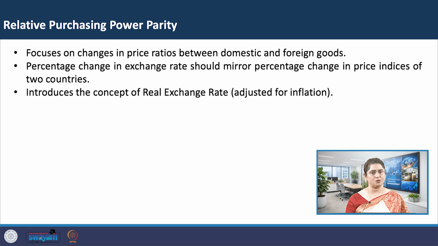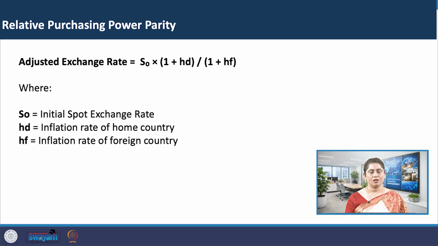This gives us the concept of the adjusted exchange rate, or what is also called the real exchange rate. The real exchange rate is the nominal exchange rate adjusted for the relative inflation rates of the two countries. The formula is: adjusted exchange rate is equal to S naught into (1 plus HT) divided by (1 plus HF), where S naught is the initial spot exchange rate, HT is the inflation rate of the home country, and HF is the inflation rate of the foreign country.